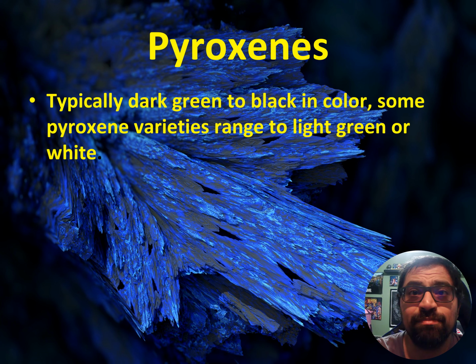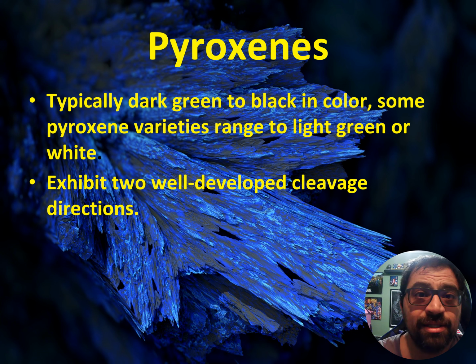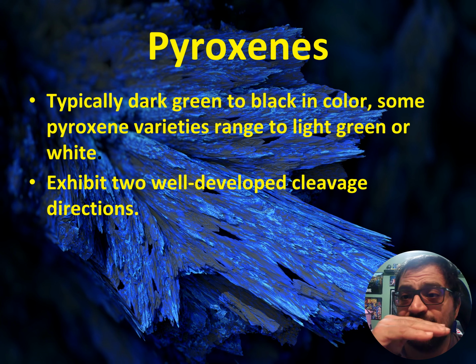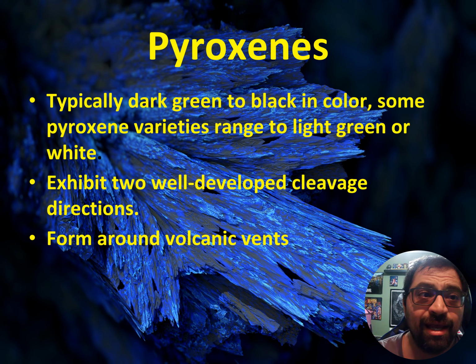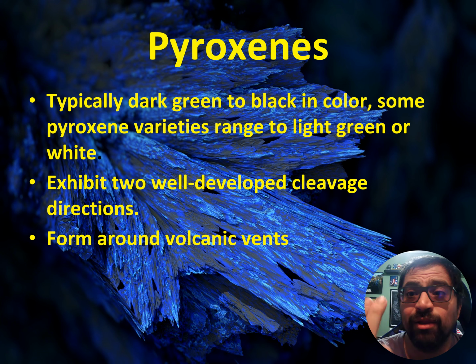The pyroxenes. Pyroxenes are typically dark green to black in color. Some pyroxenes tend to vary depending on the impurity that they have to a light green to white. It's not very common, but they do tend to be much darker. They tend to have cleavage in two nice clear-cut directions. They quite often will form right around the volcanic vent. So wherever you have large amounts of magma escaping to turn into lava, as that cools, you're going to tend to get a lot of pyroxene minerals forming there.